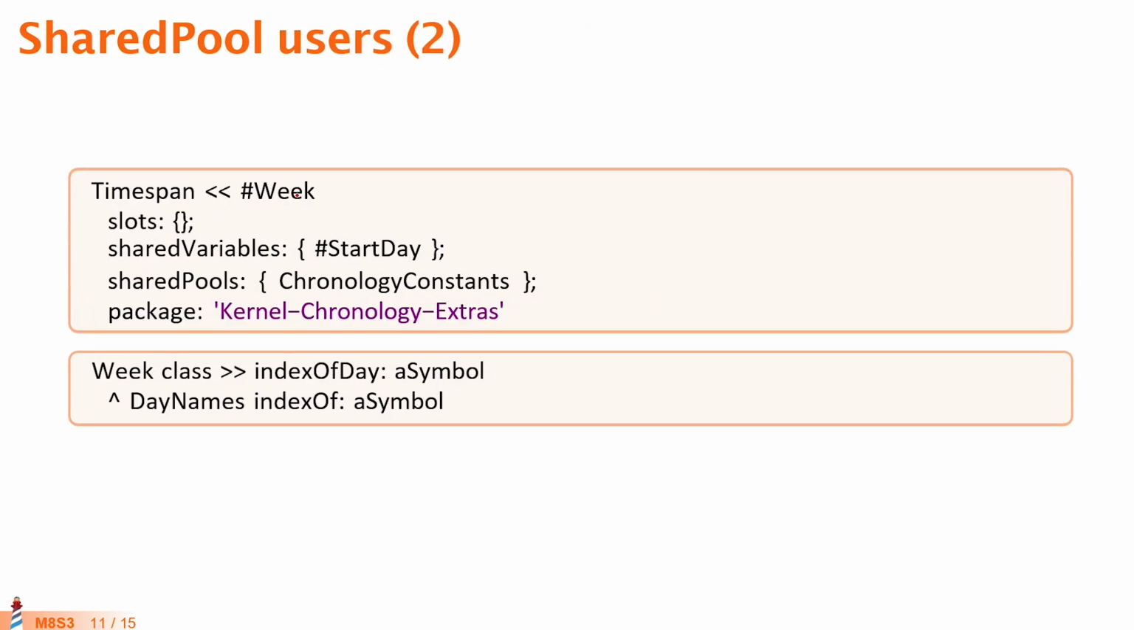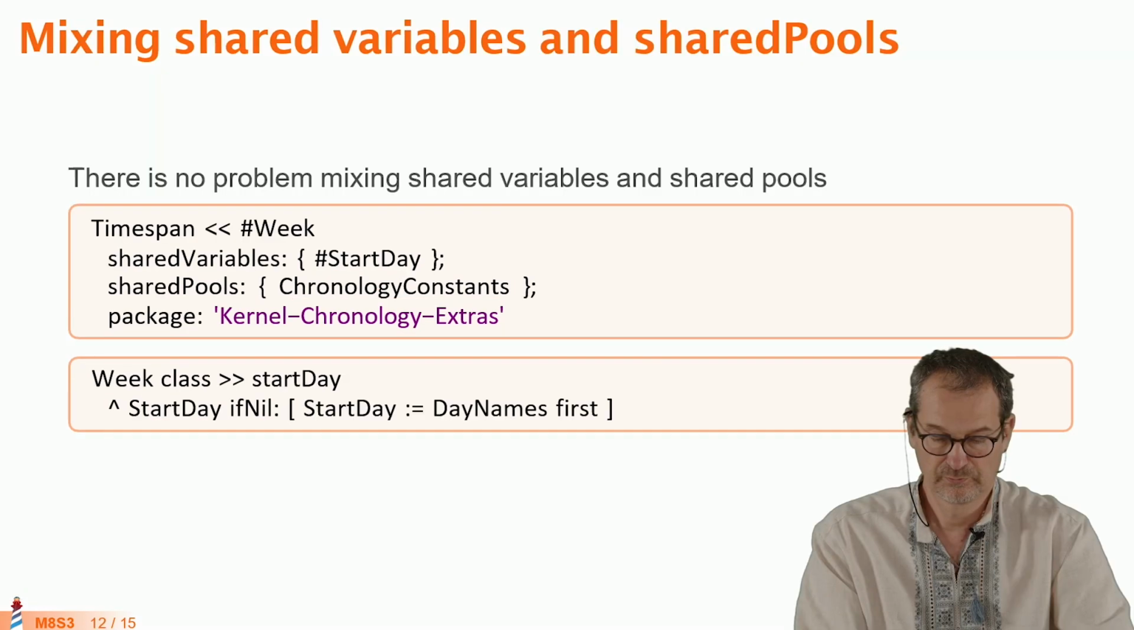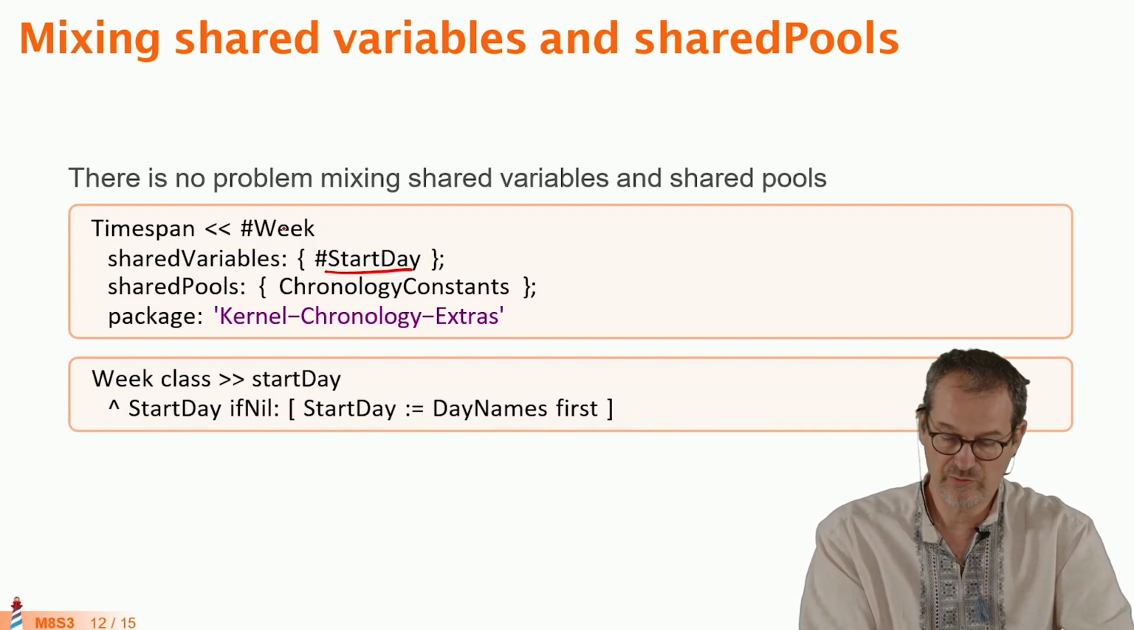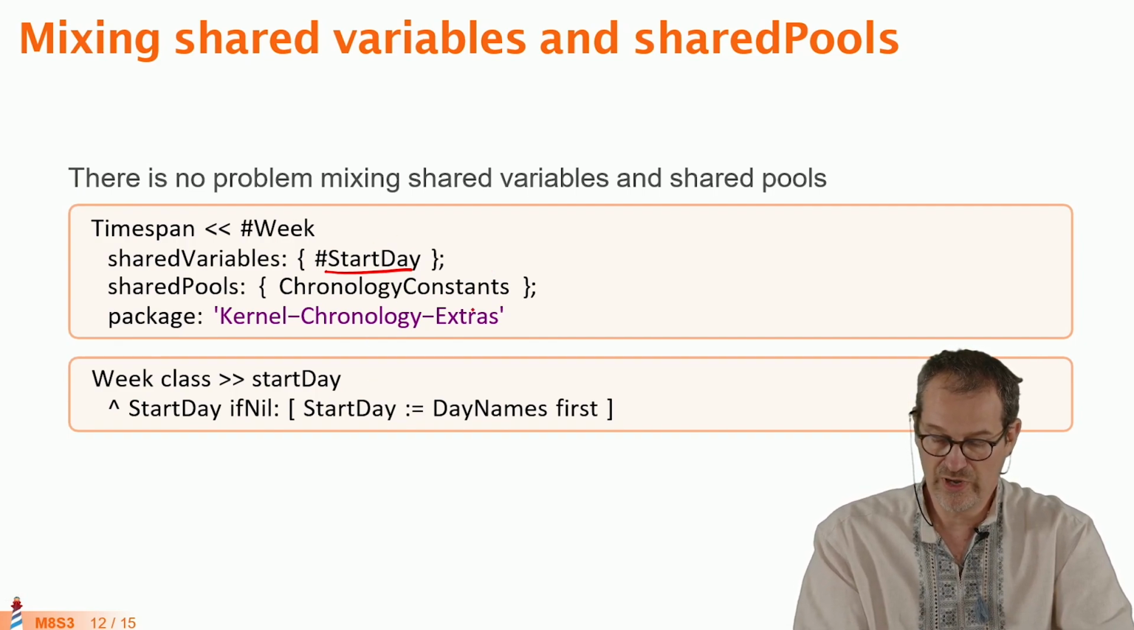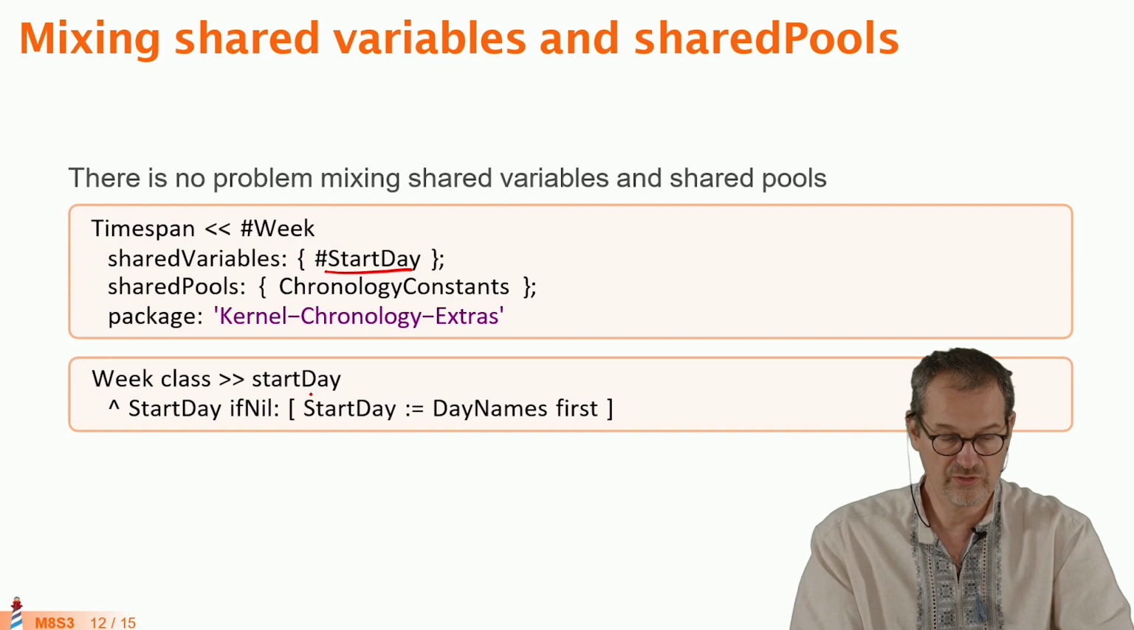You see here, for example, Week, which is a subclass of TimeSpan, will have its own shared variable and use the same shared pool. It will be able to use DayNames, which is a shared variable of the ChronologyConstants shared pool. So there is no problem. We can mix everything, as I already said before. We can mix shared variables, instance variables, and shared pools together. In fact, the compiler will just go and pick up the right information in the right place.